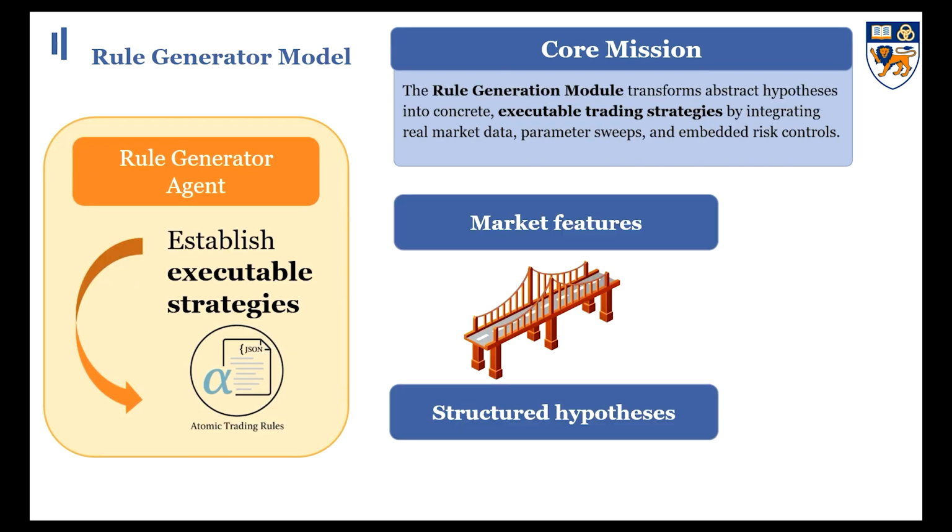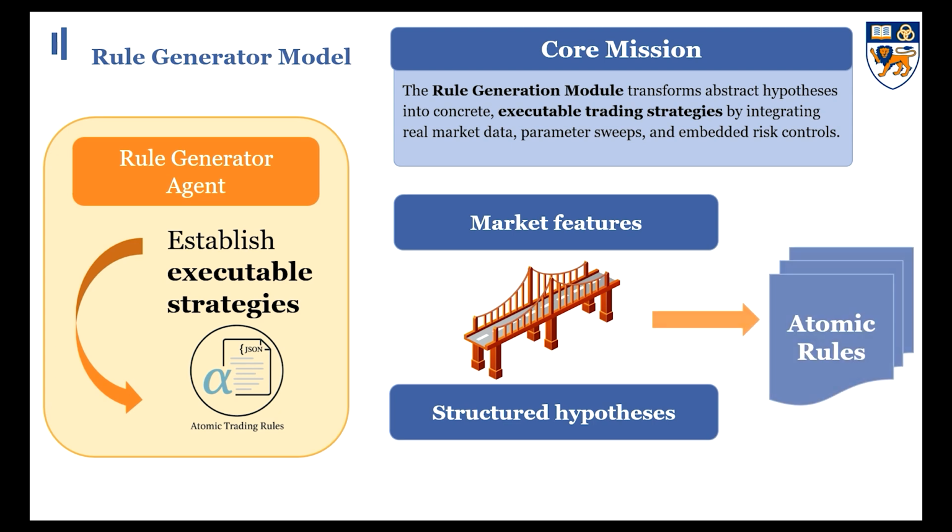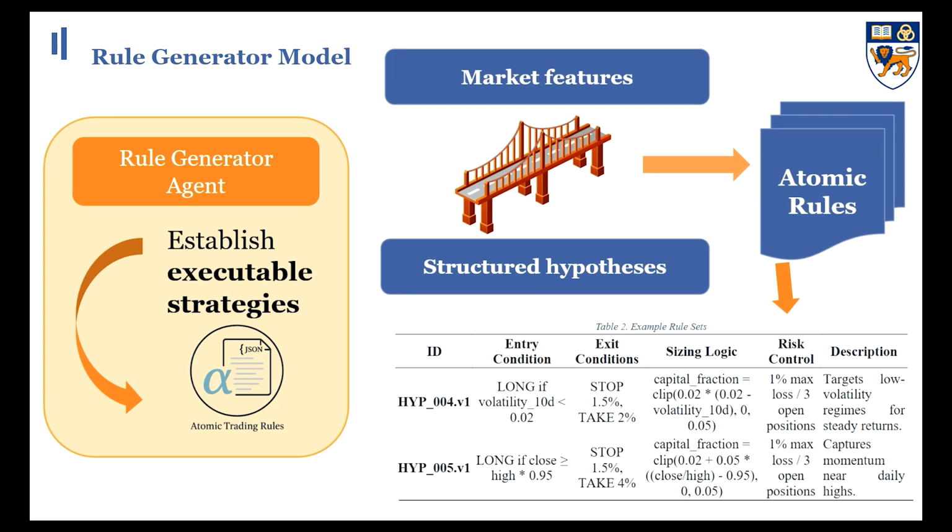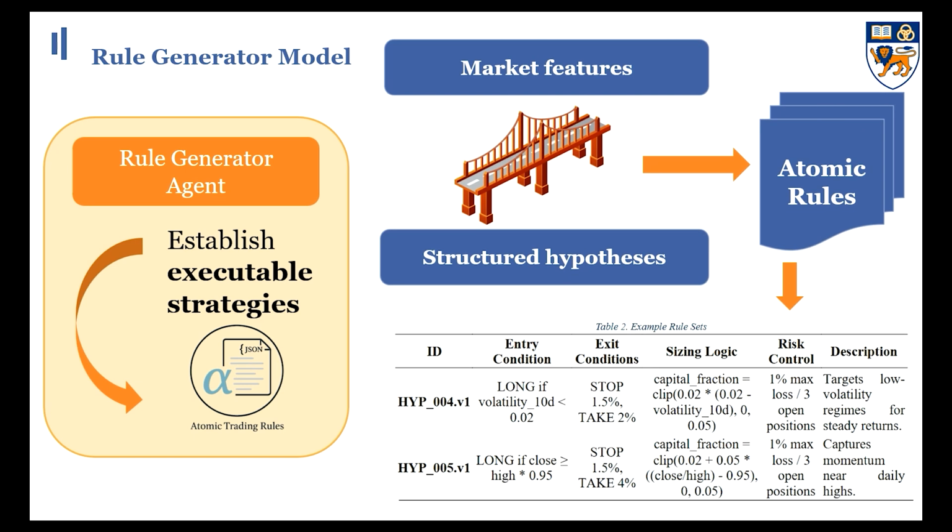The rule generator takes both market features and structured hypotheses as inputs. It transforms these into complete trading strategies. As shown in Table 2, the system outputs a standardized JSON rule set. It defines entry and exit conditions, stop-loss and take-profit rules, and position sizing. We also embed risk constraints, such as maximum loss per position, to ensure each strategy remains both practical and controlled. This step bridges the gap between abstract ideas and executable strategies.